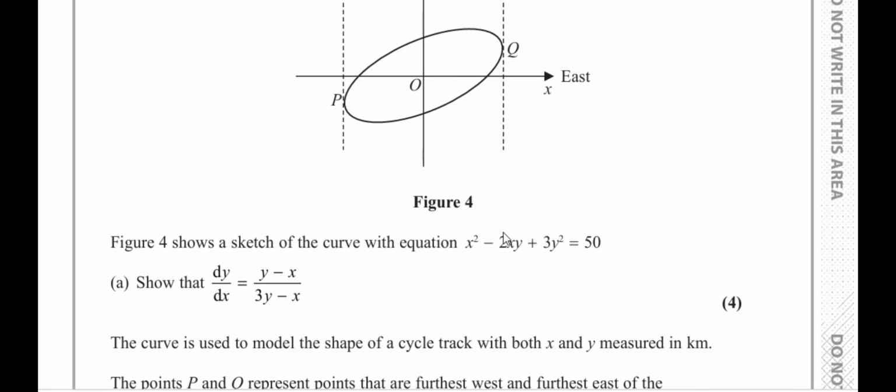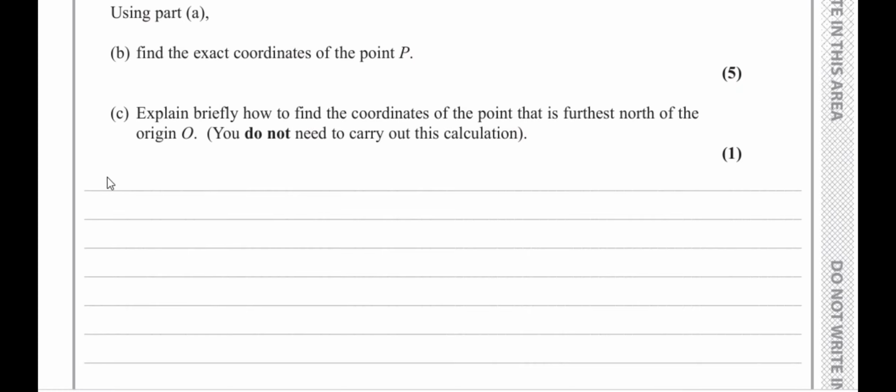Okay, so looking at this equation, you can see this is not one which can be rearranged to make y the subject. Therefore, in order to differentiate this, we need to do implicit differentiation, which means we will go along differentiating each term, whatever comes along. And if at all there is a y coming along, we need to differentiate y and also write dy by dx. That's it. So let's write the equation first. It is x squared minus 2xy plus 3y squared is equal to 50.